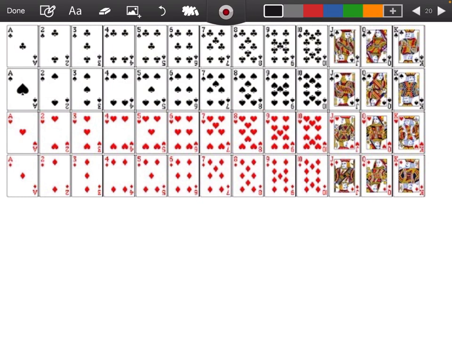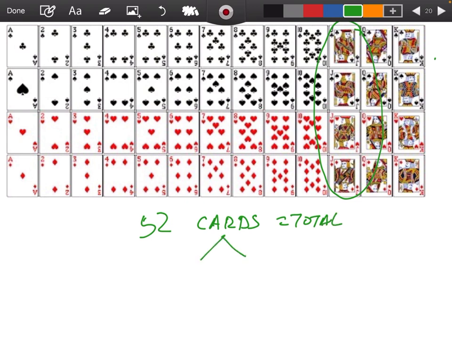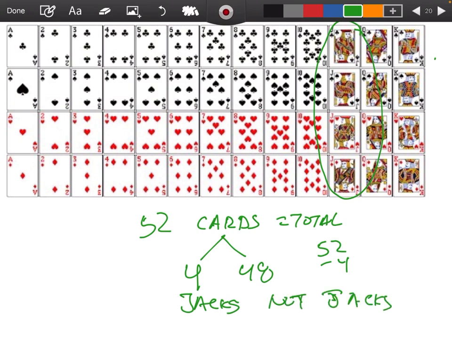So y'all, we have a couple of ways we can go about doing it. We can look at the whole. So we can say, look, there are a total of 52 cards, right? That's my total. Okay, y'all, out of those 52, 4 of them are jacks. That means the rest, which is 52 minus 4, 48 are not jacks. Okay, so these are the jacks, and these are not jacks.